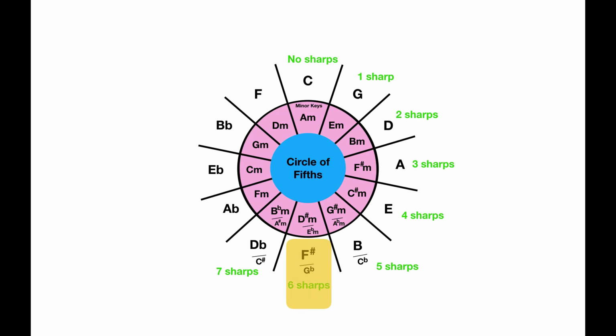So this enharmonic at the bottom, F sharp, G flat, because we're looking at the sharps at the moment, we'll be looking at F sharp. G flat doesn't have any sharps in it because it's a flat key signature. So this will be F sharp.